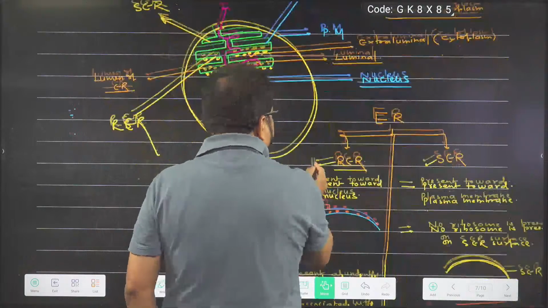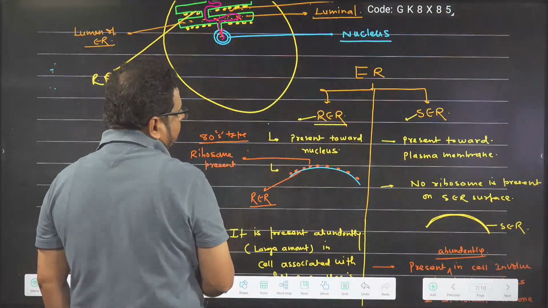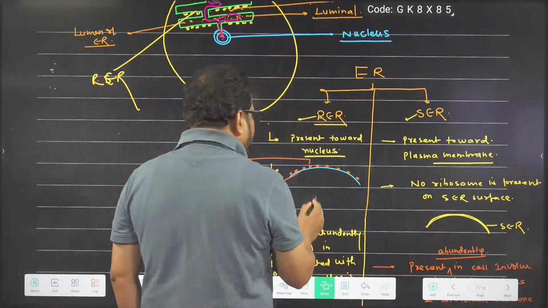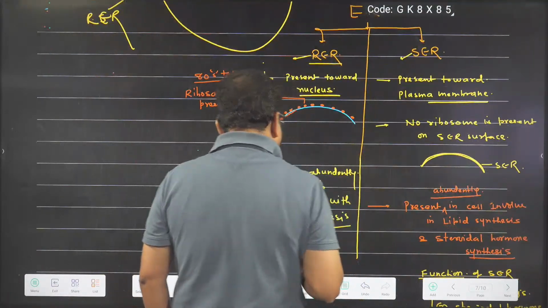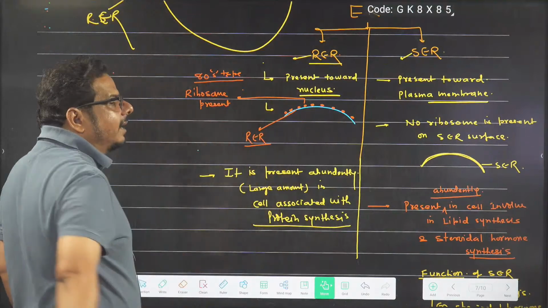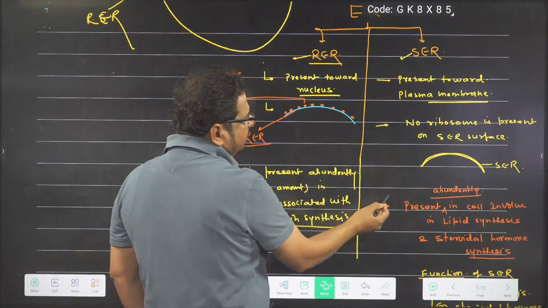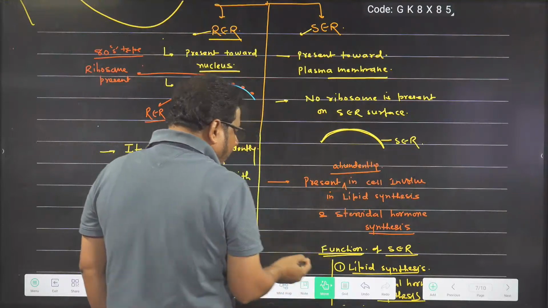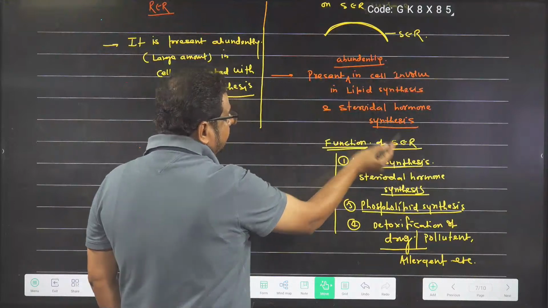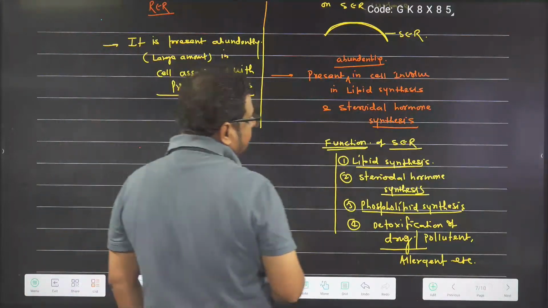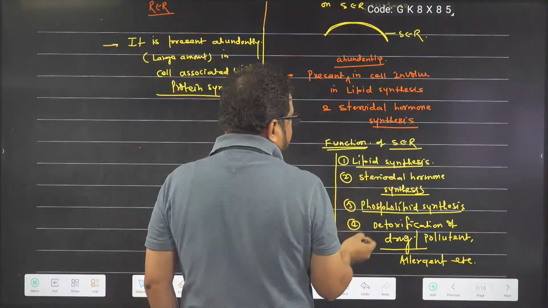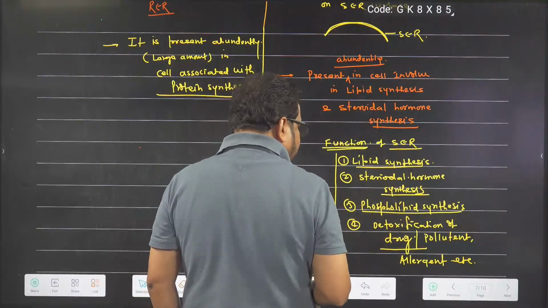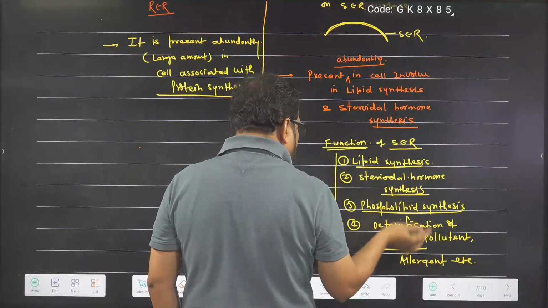So here I wrote some differences between RER and SER. RER is present toward the nucleus, SER toward the plasma membrane. Ribosome is present in RER, not present in SER. RER is associated with cells actively involved in protein synthesis. SER is present in large amounts in cells associated with lipid synthesis. The functions of SER: lipid synthesis, steroidal hormone synthesis, phospholipid synthesis, detoxification of drugs, allergens, pollutants, etc.